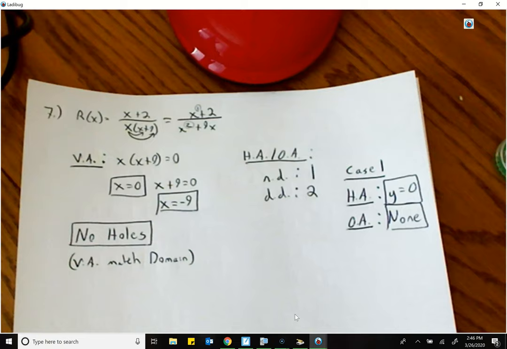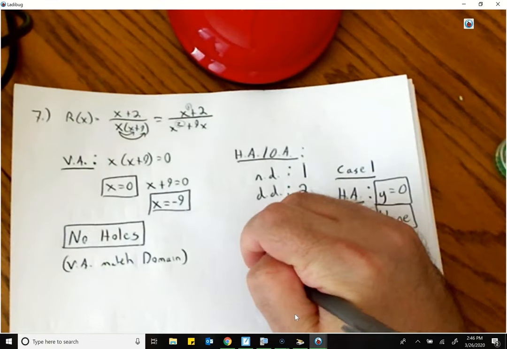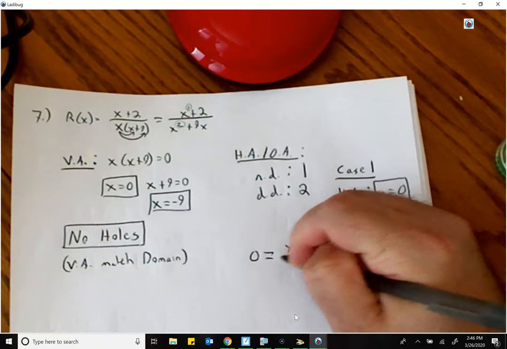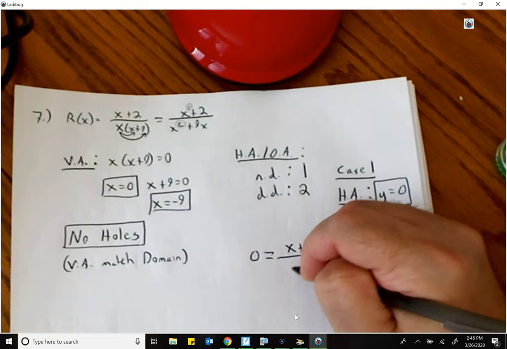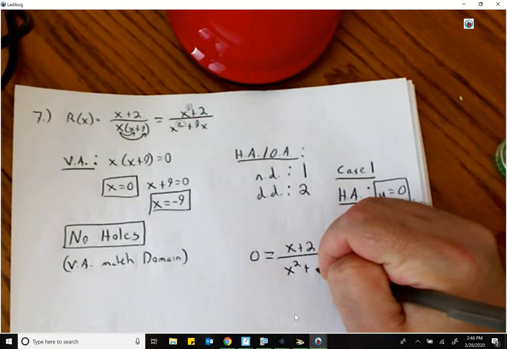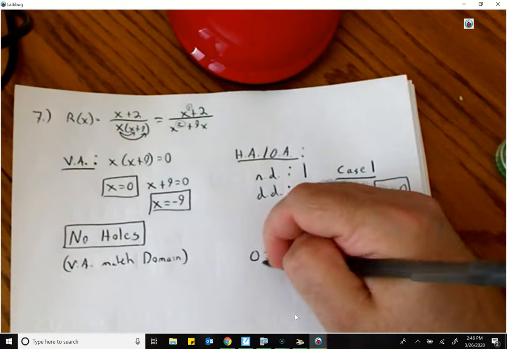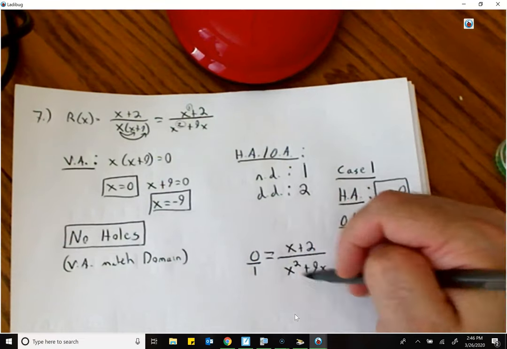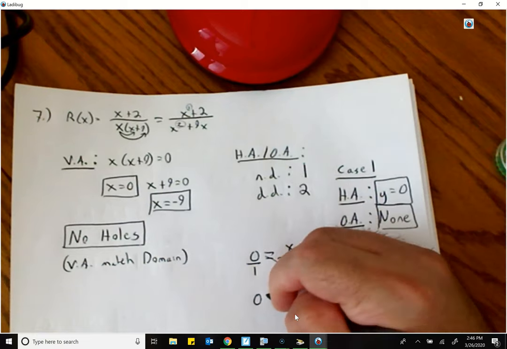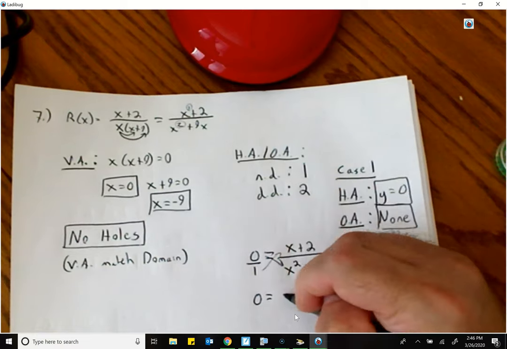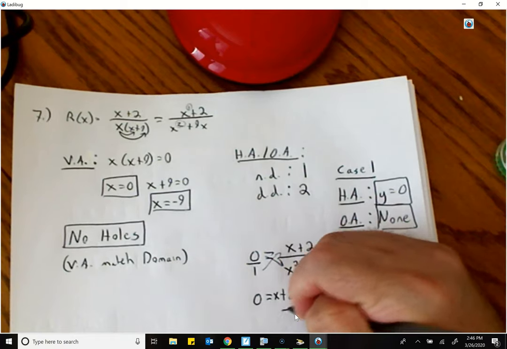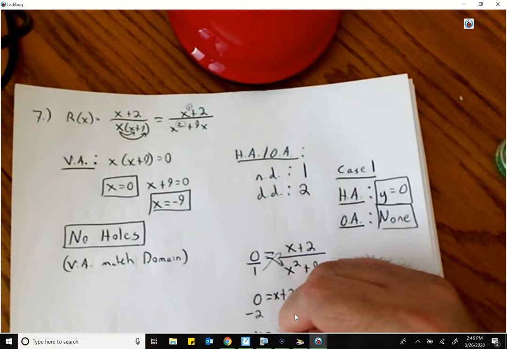So we're going to take that asymptote of 0 and set it equal to our equation, x plus 2. And I'm going to use the factored or the foiled one, all over x squared plus 9x. All this is a proportion, so you cross multiply. So x times x squared plus 9x, that all becomes 0. And 1 times x plus 2 becomes x plus 2. Subtract 2, subtract 2. X is equal to negative 2.